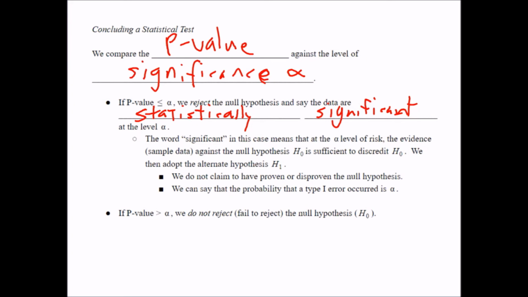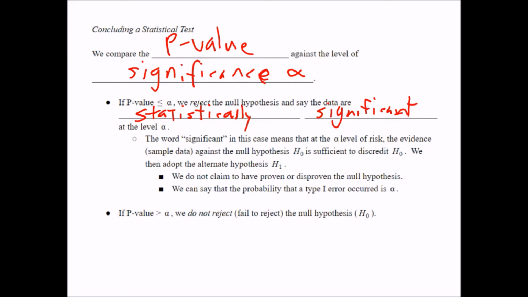Now, two things. We do not claim to have proven or disproven the null hypothesis. Basically, we have discredited it. So it's not that it's true or false. It's just the sample that we got discredits that null hypothesis. And number two, we can say that the probability that a type 1 error occurred is alpha. So in this case, I think they said a 1%, so if a type 1 error occurred, the probability that that happened is 1%.